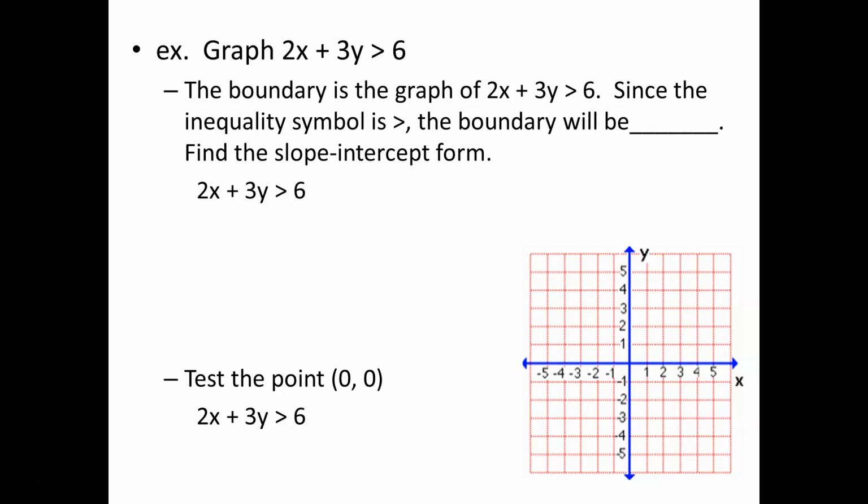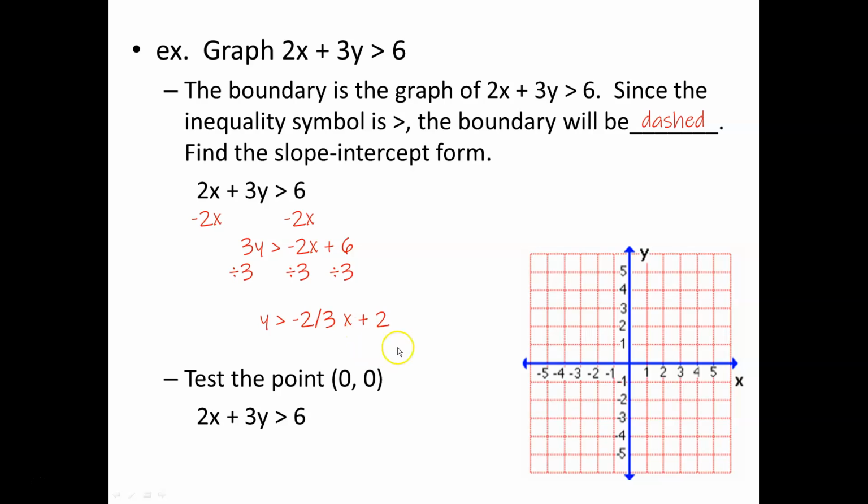So, graph 2x plus 3y is greater than 6. The inequality symbol is greater than, so our boundary is going to be dashed. Now we could plot this with the intercepts, but we're going to go with the tried and true slope-intercept form. So we're going to subtract 2x from both sides. Basically, we're getting the y by itself. And we get 3y is greater than negative 2x plus 6. Then we divide everything by 3, and we get y is greater than negative 2/3 x plus 2.